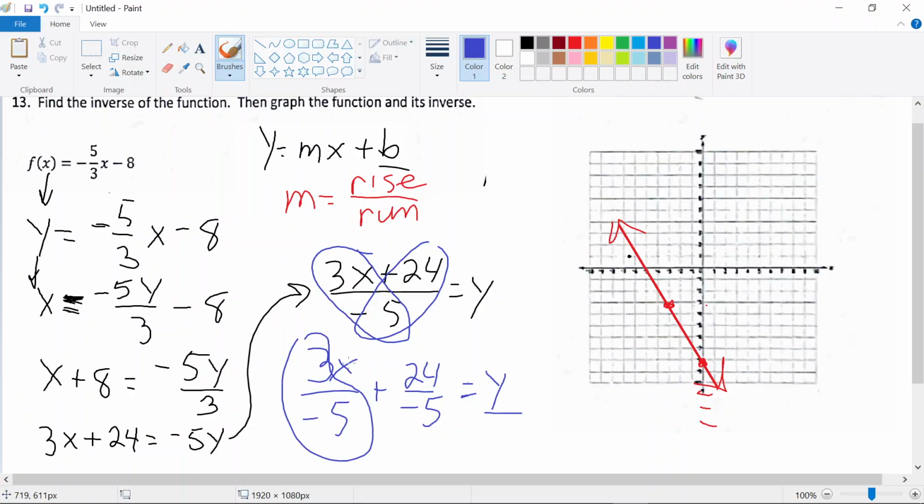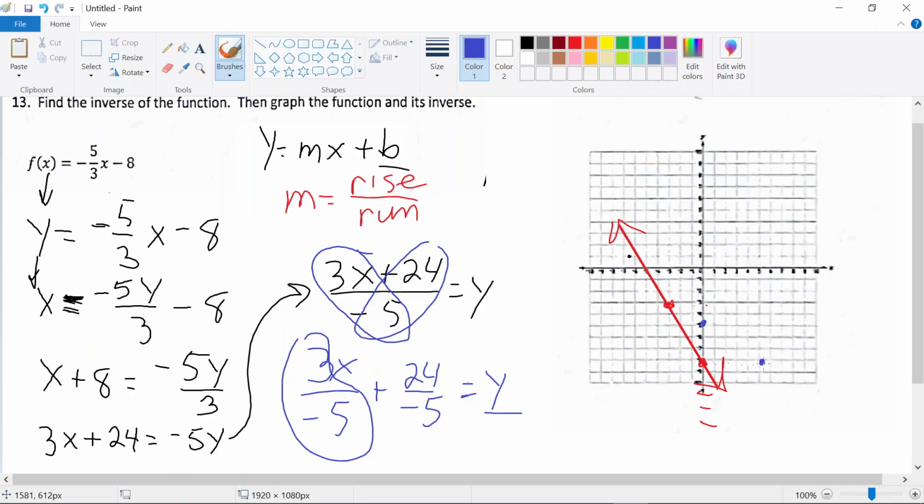So it's negative 4.8, 1, 2, 3, 4. I know this isn't going to be exact. All right, somewhere around there. And then it goes down again, and I'm going to do 3 down and 5 to the right. 1, 2, 3 down. 1, 2, 3, 4, 5 to the right. It looks something like that.